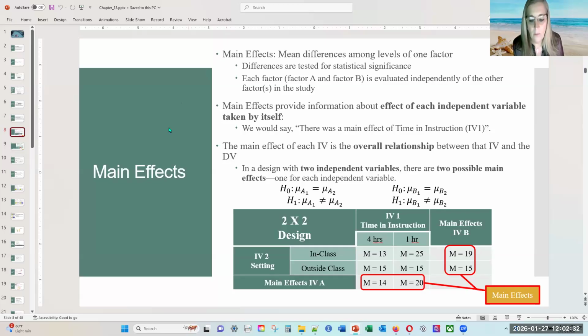All right, so the first thing we look at when we're doing a factorial ANOVA is our main effects. And that's when we're just looking at if there are mean differences among levels of just one factor. So we're considering only one independent variable or one factor at a time. And we're trying to determine if there are any differences between the levels in just that one factor that you're looking at.